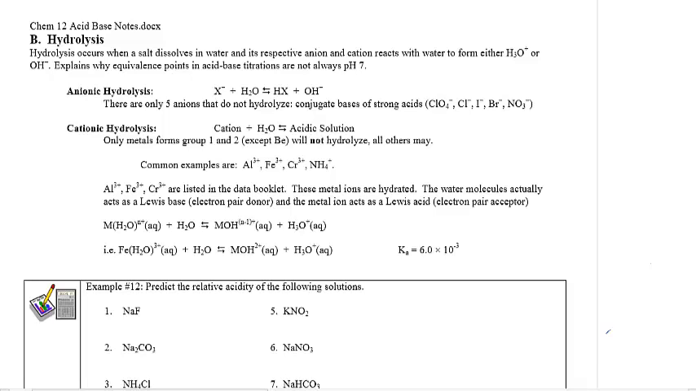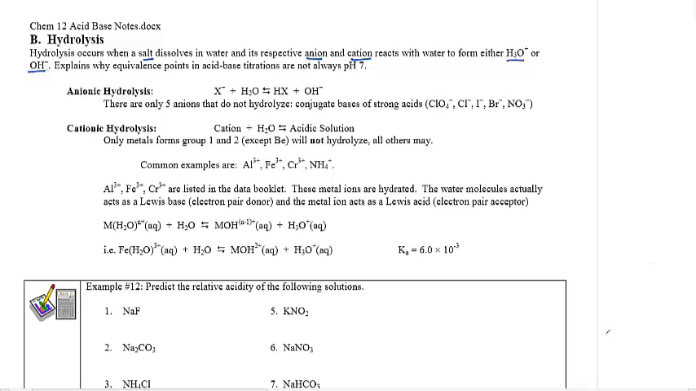In this video, we are going to be taking a look at the concept of hydrolysis. Hydrolysis occurs when a salt dissolves in water and its anion and cation react with water to form either a hydronium ion or a hydroxide ion.